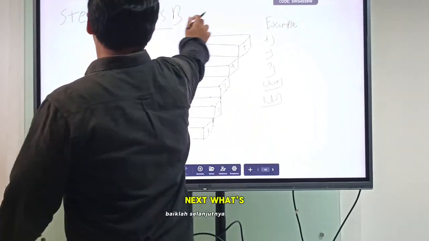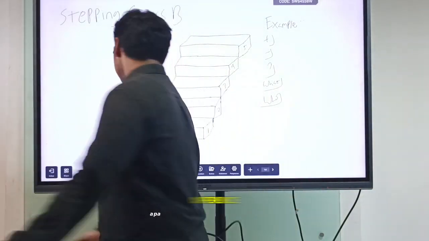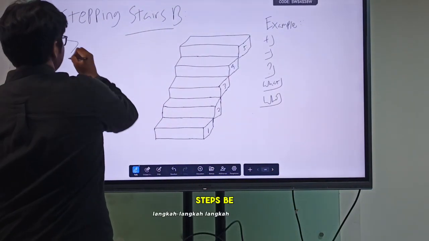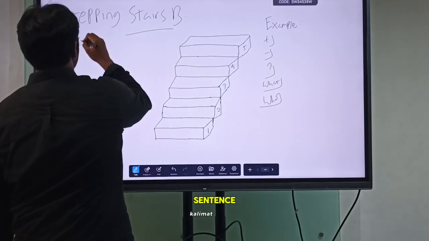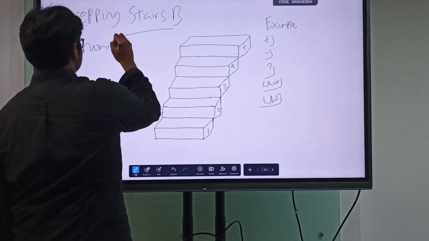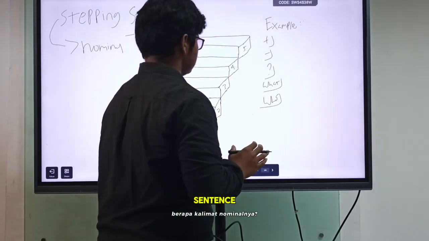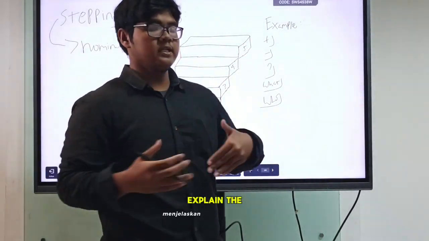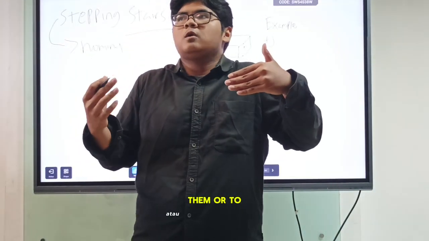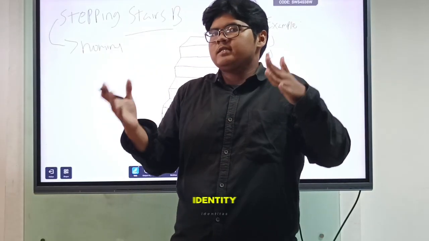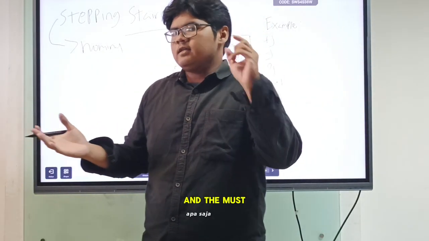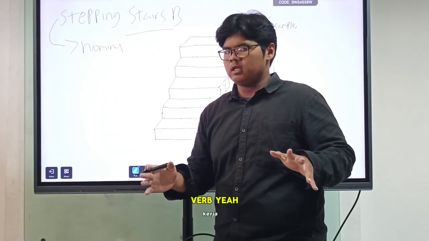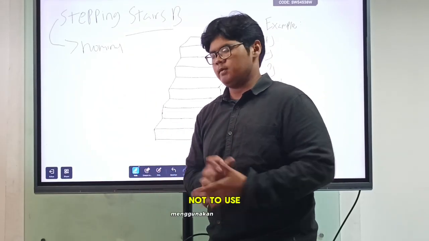Alright, next. What are the steps B? What's the difference from the steps A? Okay, the stepping stairs B make a nominal sentence. What is the nominal sentence? As we know, I will just do it simply. The nominal sentence is to explain the subject, or to explain the place, identity, anything. And it must be remembered, a nominal sentence does not use a verb.